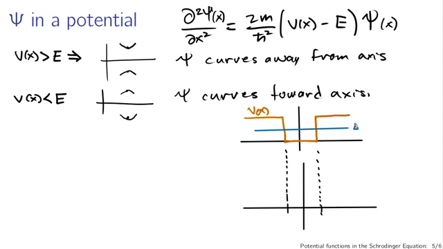Let's say this is the energy. And I'm plotting energy on the same axis as the potential, which is fine. This is the energy of the state. This is the potential energy as a function of position, so they have the same units.